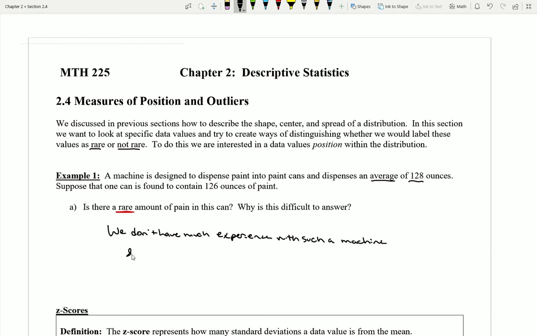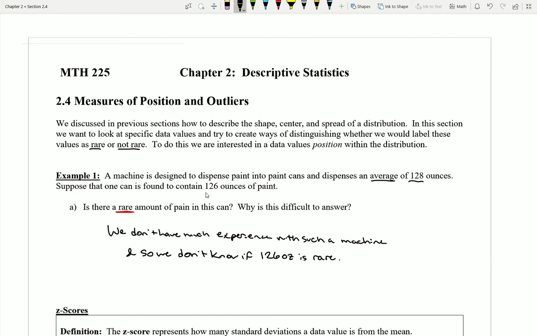And so we don't know if 126 ounces is rare, right? Like, I really don't know if that's rare. It seems a bit below average, but maybe that's still a typical amount, right? Not everybody is always average. So what we're looking for in this section is a way that we can take this 126 and start to assess its rarity.